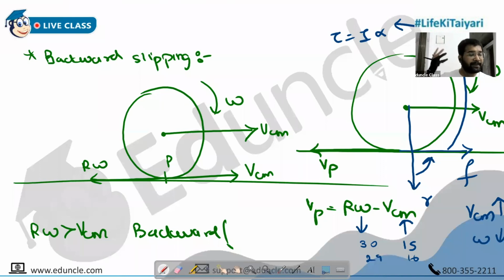Once Vp becomes zero, friction stops. If friction stops, no force, no torque, you are back to the no slipping case. I hope the slipping cases are cleared. Okay? We can take some random questions on this now.